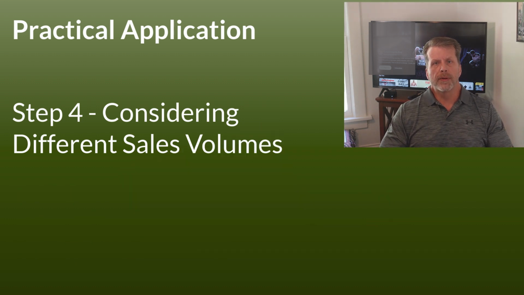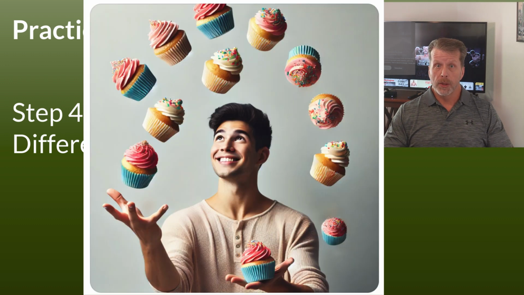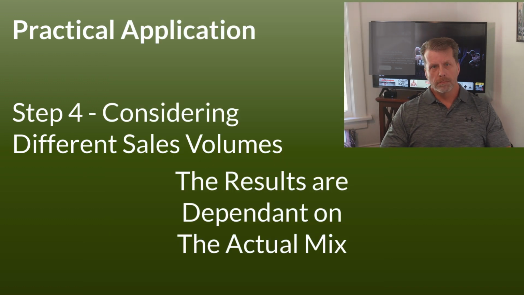This is a great example of how adding a new product, even with similar characteristics, can impact your overall break-even point and profitability. It's all about balancing your costs and understanding how each product contributes to your bottom line. And hey, if you can juggle cupcakes, you can juggle anything. Am I right or am I right? I'm right. I'm right, right?